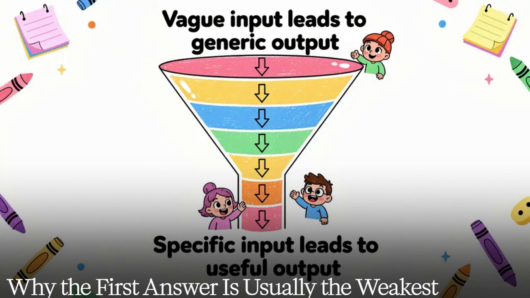Lesson 3. Why the first answer is usually the weakest. The first response is usually generic because the model has very little signal. By default, it guesses what a reasonable average answer might be. Refinement works because each follow-up adds constraints, examples, and corrections, reducing ambiguity. Good AI use is iterative, not one-shot.